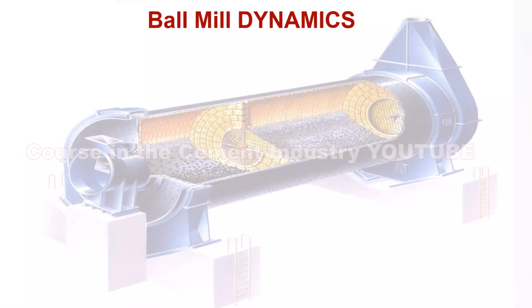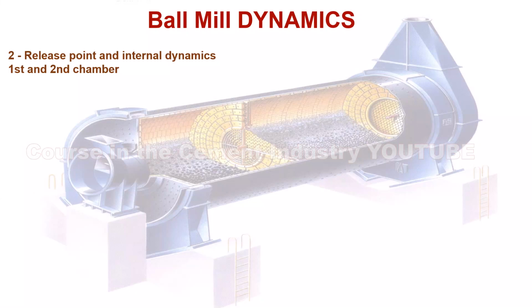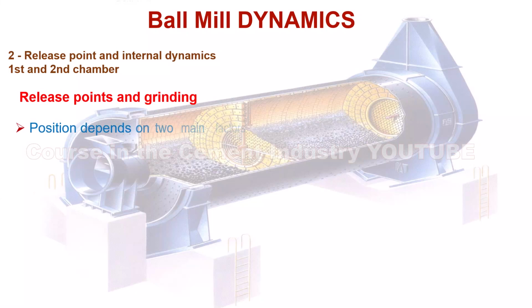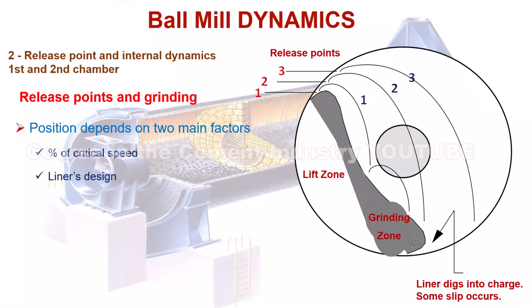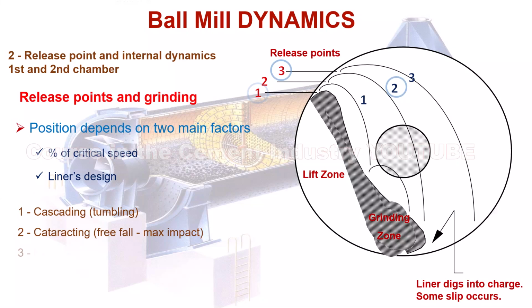Two. Release point and internal dynamics. First and second chamber. Release points and grinding. Position depends on two main factors. 1. Percent of critical speed. 2. Liner's design. This figure shows 1. Cascading, tumbling. 2. Cataracting, free fall and max impact. 3. Excessive lift, impact on liner.